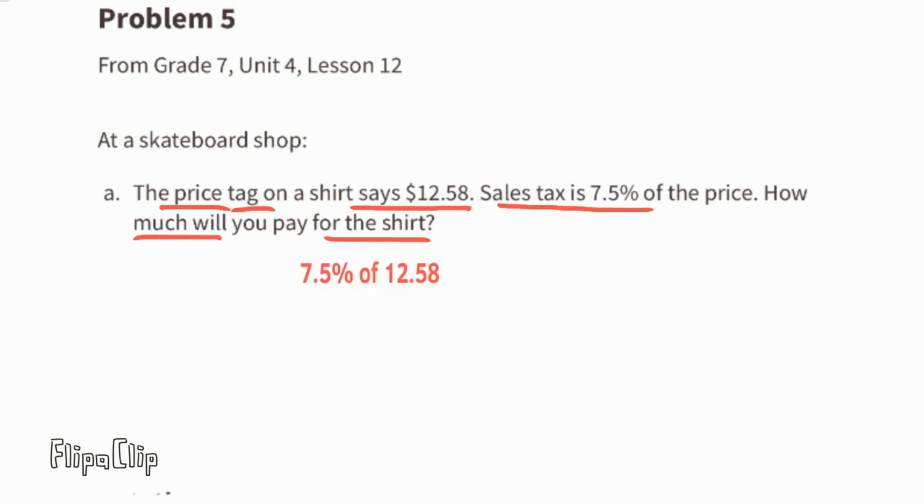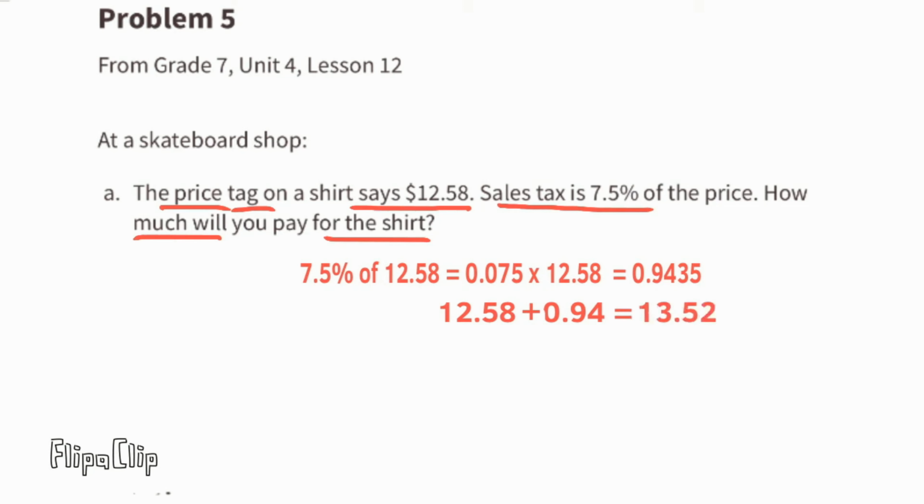We can start by figuring out what 7.5% of $12.58 is. 7.5% can be written as 0.075, and "of" means times. So 0.075 times $12.58 equals 0.9435. That's approximately 94 cents. So let's add that 94 cents tax to the price of the shirt. $12.58 plus 94 cents equals $13.52. The total cost of the shirt would be $13.52.